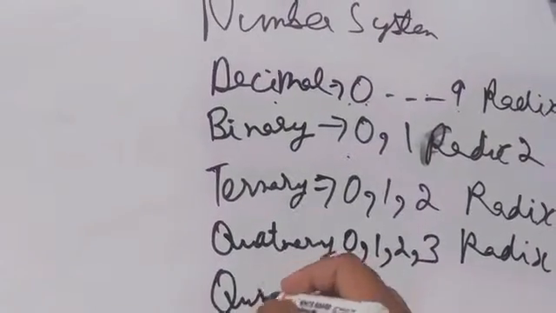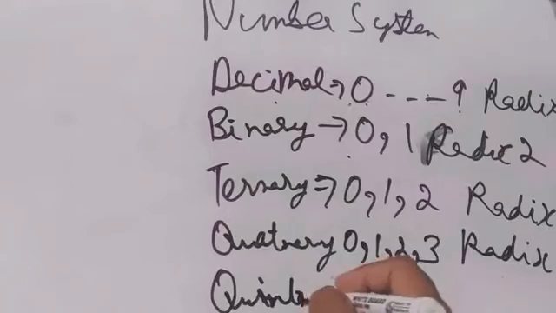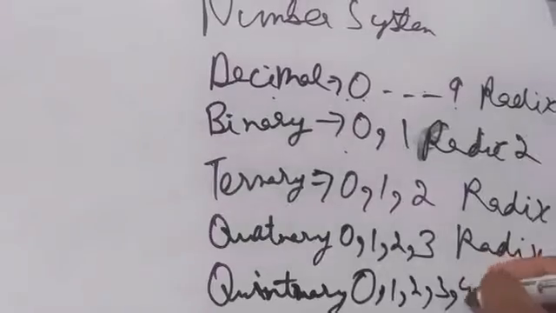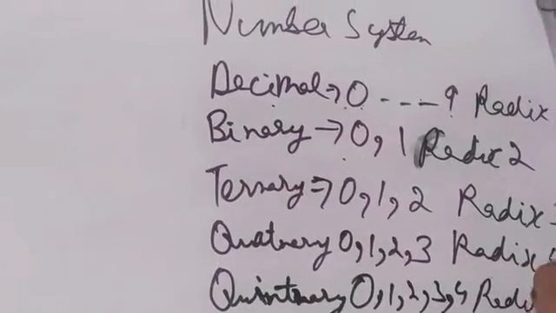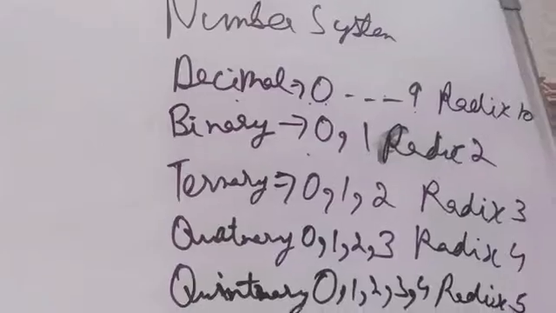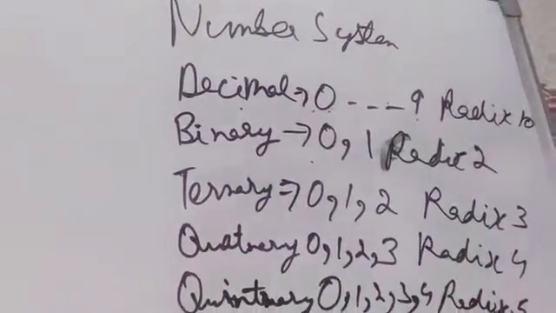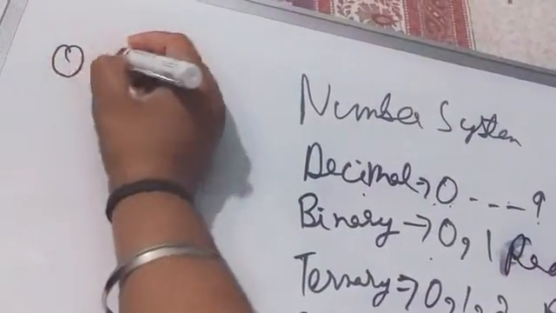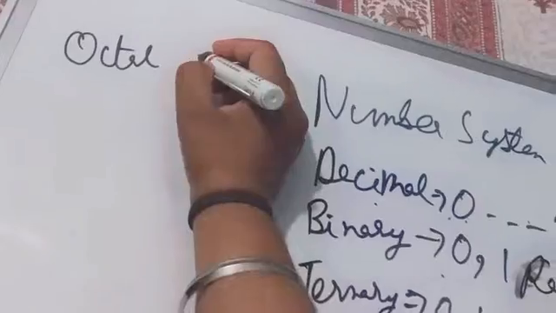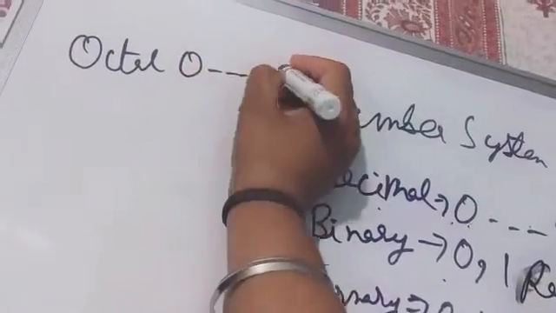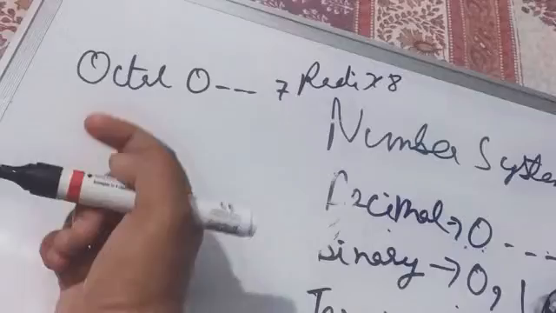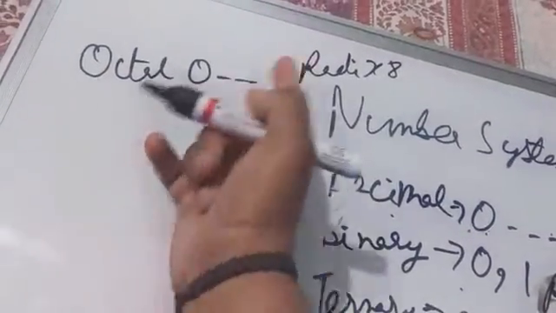Similarly, quinary: 0, 1, 2, 3, 4, radix 5, right? Then there are other number systems like septenary for 7. The most popular number system that we are going to discuss further is the octal number system. In the octal number system, the valid numbers are from 0 to 7. So what will be the base? Its radix is 8, because a total of 8 digits are valid.